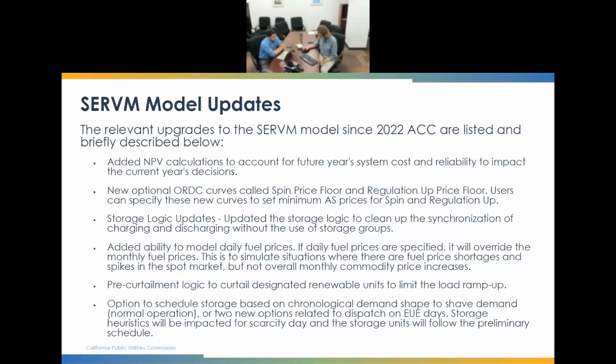So there were some updates in the Servem model. There are several of them, but here we listed a few that are relevant to the ACC, like the added net present value to calculate the future year system cost. Also, there is another option added about the ORDC, the operating reserve demand curve, sorry. And then there is another update to storage logic, another option to model daily fuel prices and curtailment, and the last one is an option to dispatch the storage.